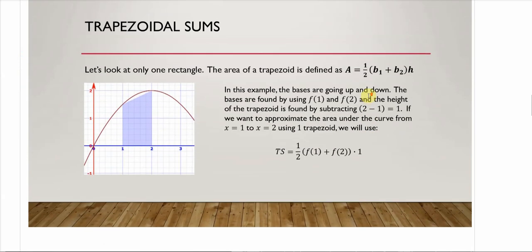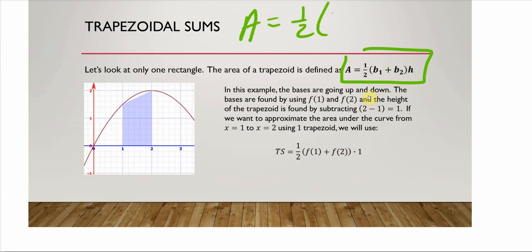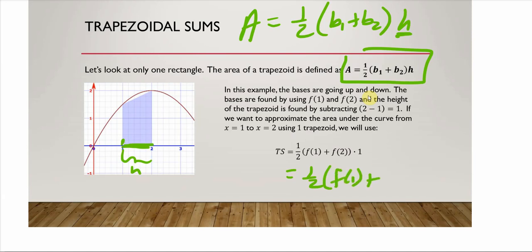So you have to know the area of a trapezoid. What is the area of a trapezoid? It's one-half times base 1 plus base 2, times the height. And the height is going to be this right here, which is a height of 1. So that trapezoidal sum is going to be one-half, and the bases are found at f of 1 plus f of 2, the average of the bases times the height. And the height we said was 1.